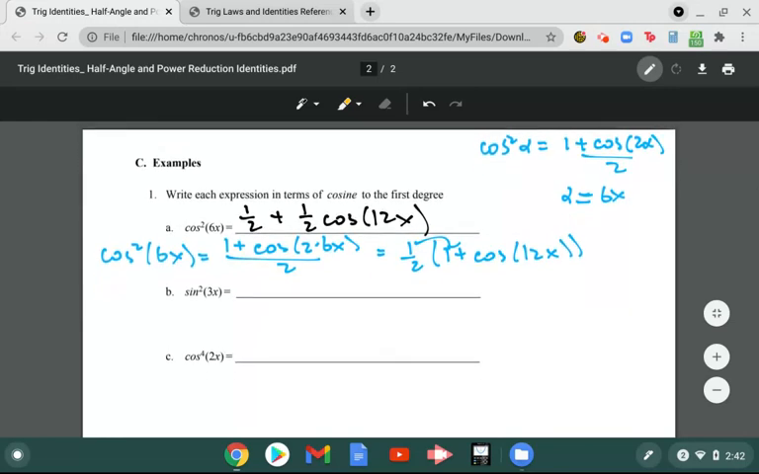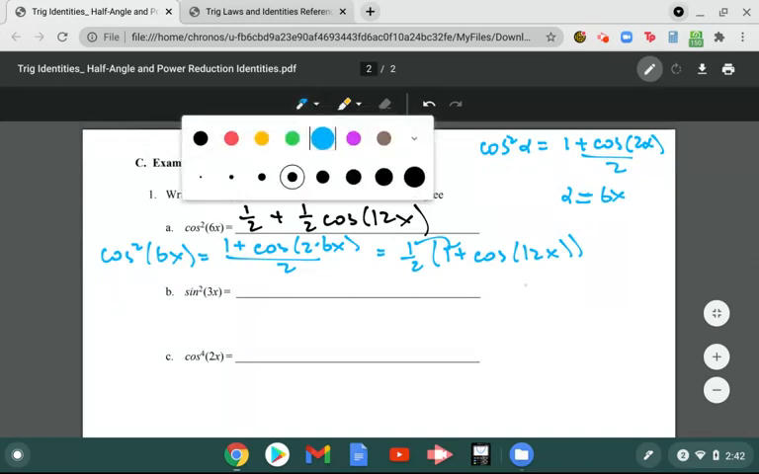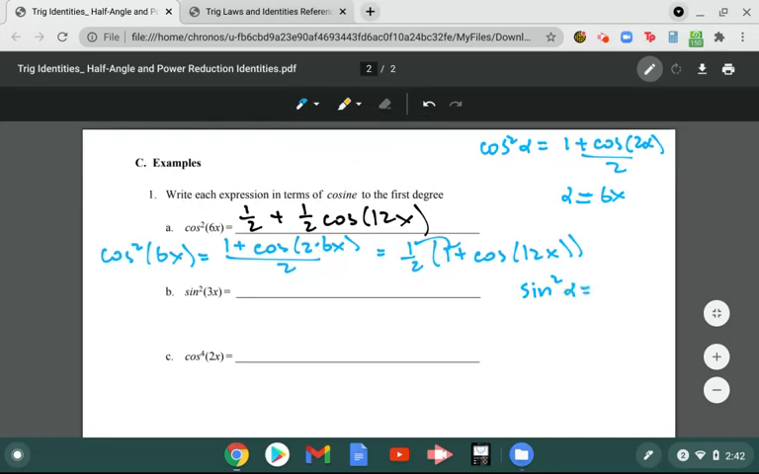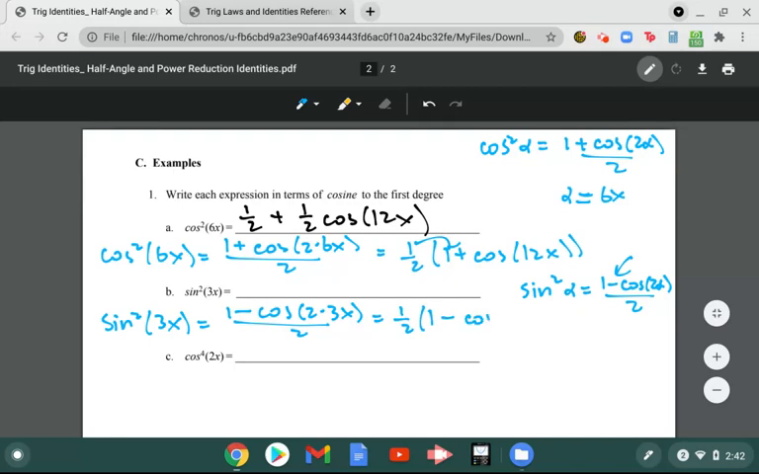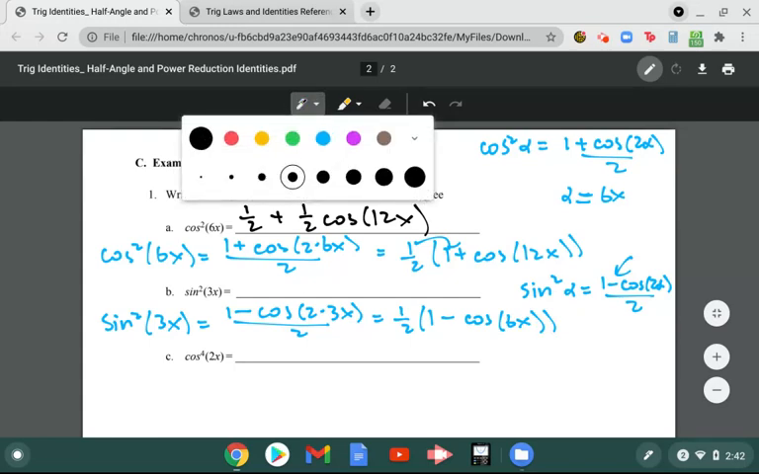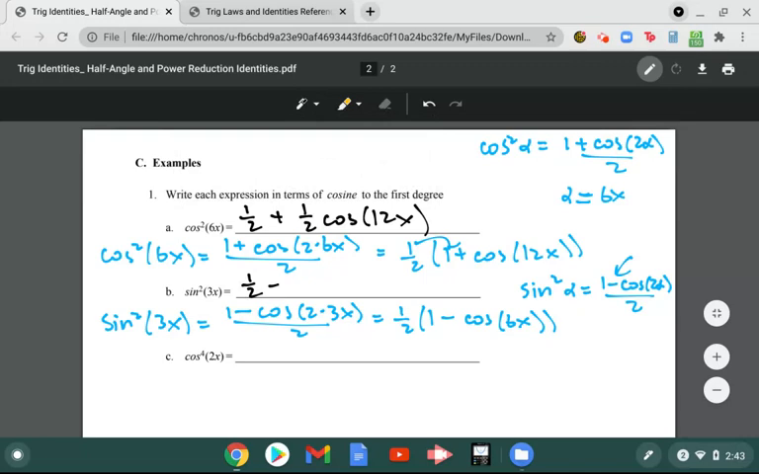Next one is sine, so I want to do a sine squared power reduction. Remember, the only difference in this formula is the negative up on top: 1 minus cosine 2 alpha divided by 2. So just that negative is the change. As I'm working through this one, sine squared of 3x is equal to 1 minus cosine 2 times my original angle, so 2 times 3x, all divided by 2. I'm going to put the 1/2 out in front: 1 minus cosine, there's that double angle, 6x. And I'll distribute that 1/2. Looks a lot like the last one. So I get 1/2 minus, I distribute that 1/2 to the cosine, 1/2 cosine 6x.